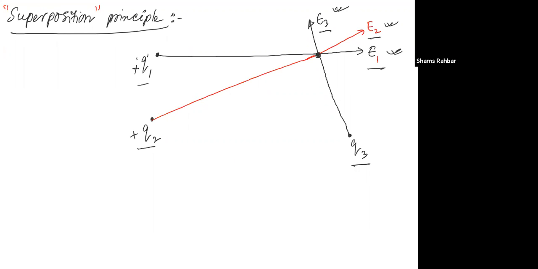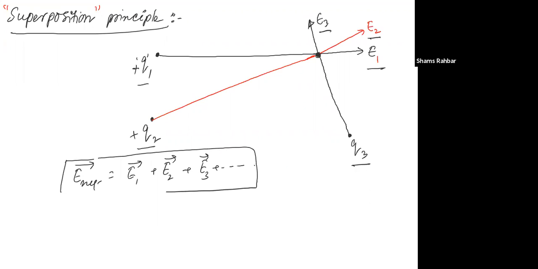Is it clear or not? Yes, sir. But electric field is a vector quantity, right? Means when I'm writing the net electric field at this point, I'll have to take the vector sum of all these electric fields. Why? Because electric field is a vector quantity. If there would have been more charges, there would have been more electric fields, and I would have added all those electric fields vectorially. This concept is known as the superposition principle of electric field.